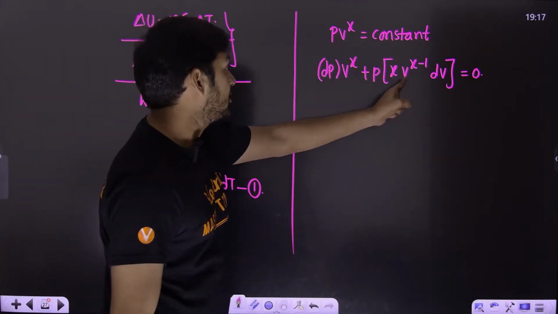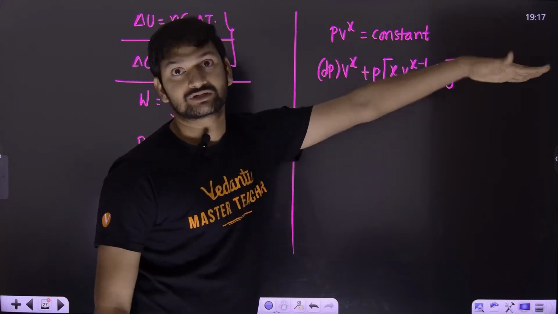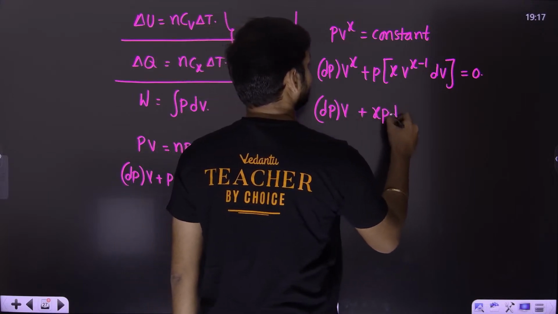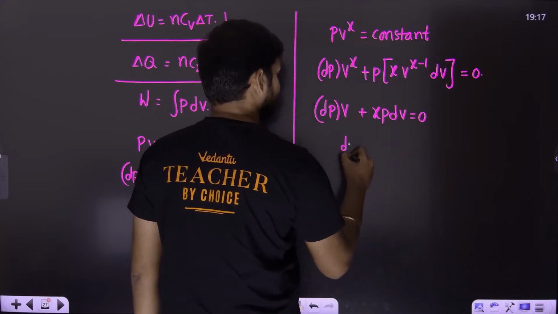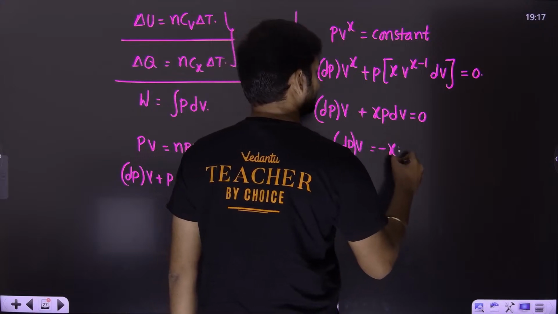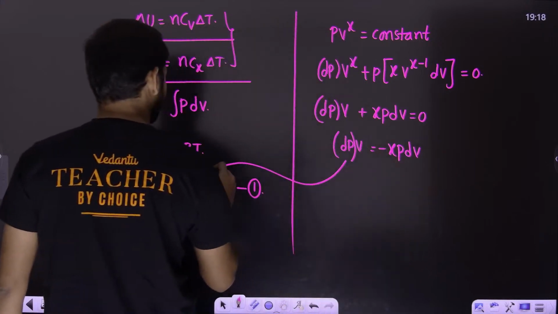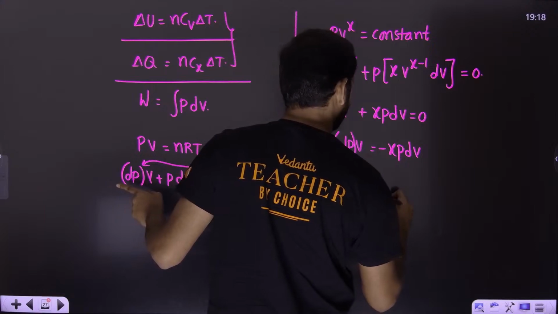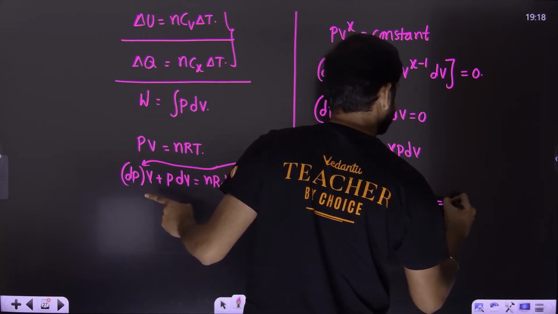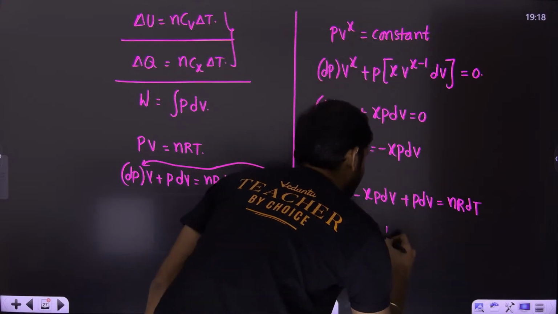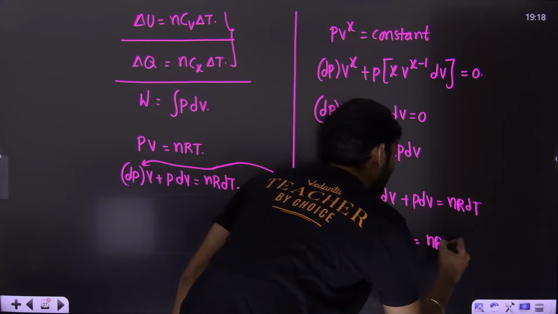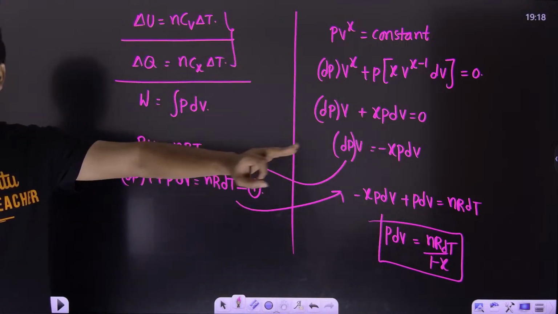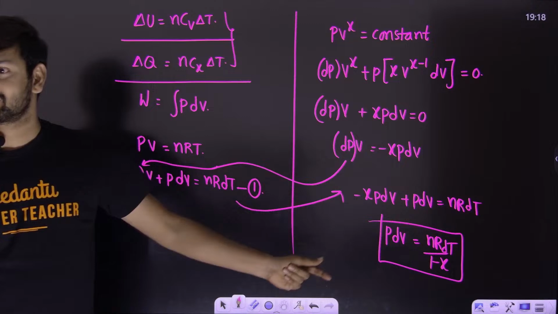Differentiation. V^(x-1) you can take common and it goes to that side. When you do that, dP times V plus xP dV is going to be 0. So I can write dP times V as minus xP dV. That's it. Put it into this, and from here it is minus xP dV plus P dV is nR dT. Look, what is the P dV then? The P dV is nR dT by 1 minus x. Success. n is a constant, R is a constant, 1 minus x is a constant.